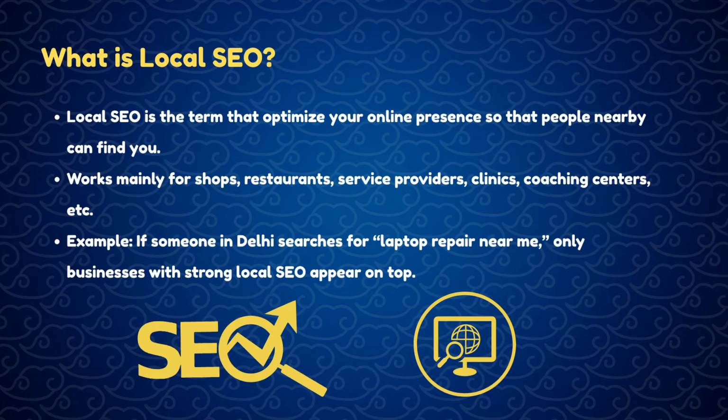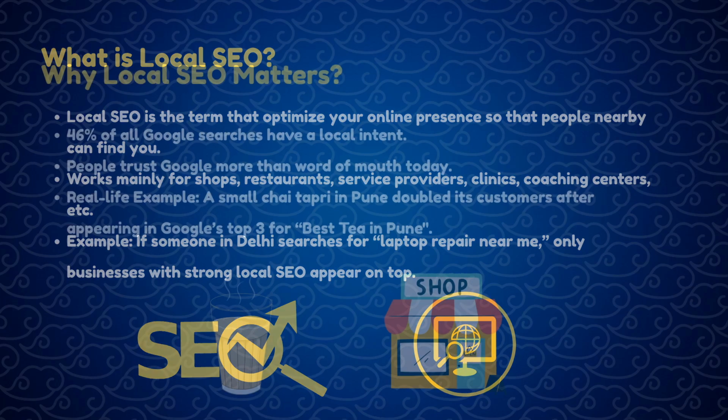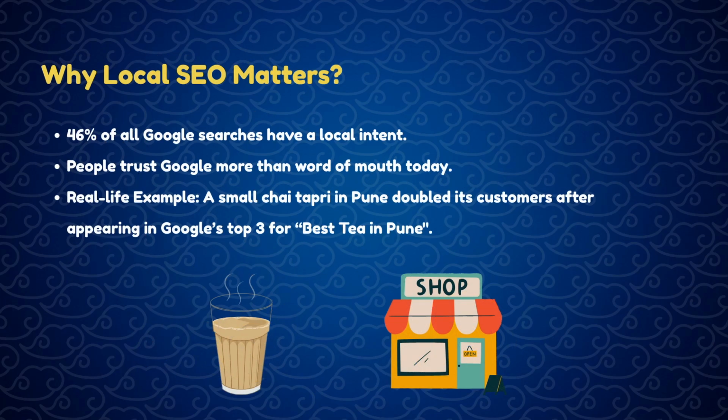Now let's start. We are going to see what is local SEO. Local SEO is the term for optimizing your online presence so that people nearby can find you. It works mainly for shops, restaurants, service providers, clinics, coaching centers, etc. For example, if someone in Delhi searches for "laptop repair near me," only businesses with strong local SEO appear on top.